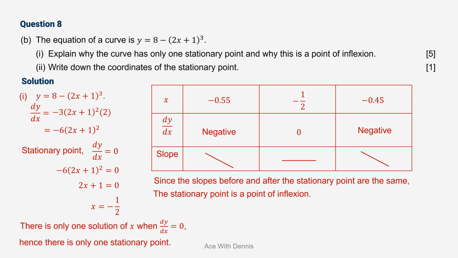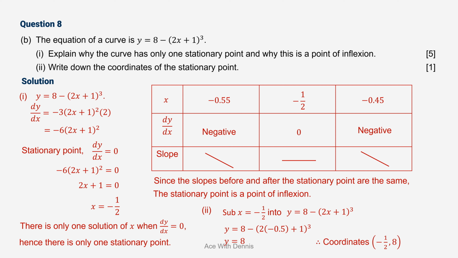Alright, then part 2, write down the coordinates of the stationary point, 1 mark. So we already know that the x coordinate is negative half. Just substitute x equals to negative half into the equation, y equals to 8 minus bracket 2x plus 1 cubed. So the calculation will be y equals to 8 minus 2 times negative 0.5 plus 1 cubed. I will get 8. Hence the coordinates of this stationary point will be negative half, 8.